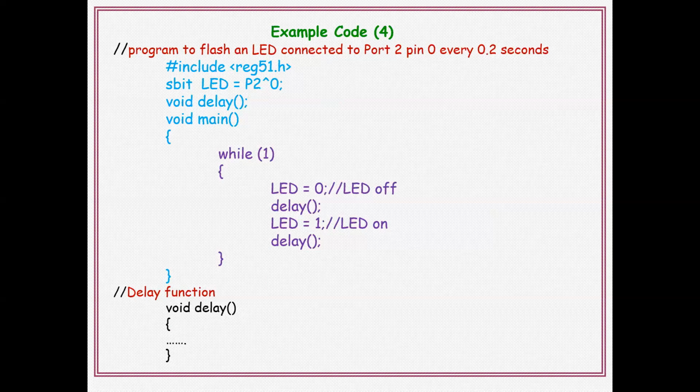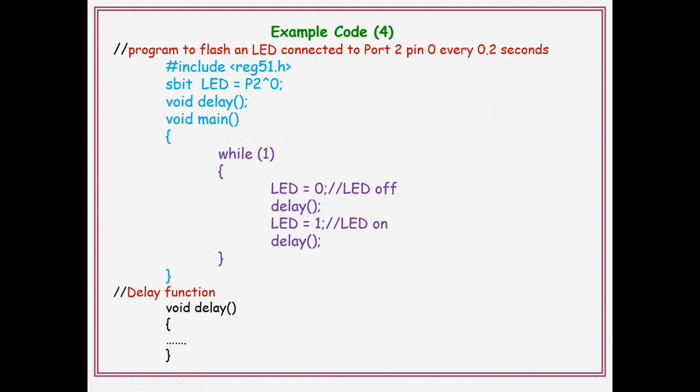Okay, next one, the delay. Automatically the delay function will be called. Here you can write the delay with the help of software or with the help of hardware. You can write either a software delay or a hardware delay. And next one is the main program. While(1) indicates that embedded systems programs are always written in while(1). That is the best practice.